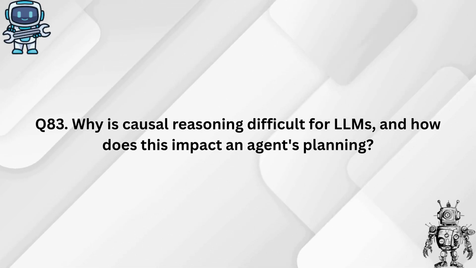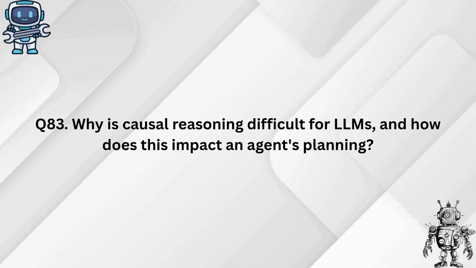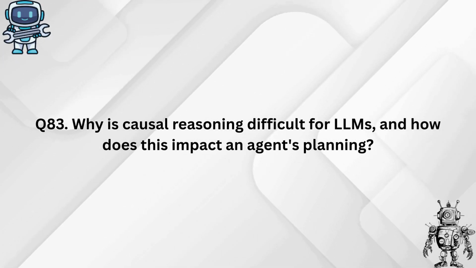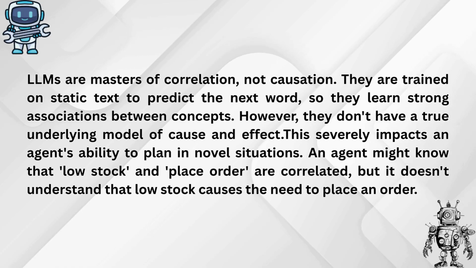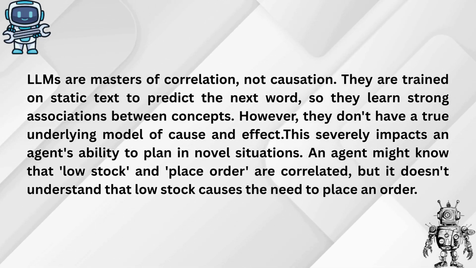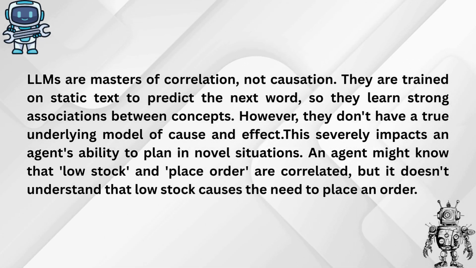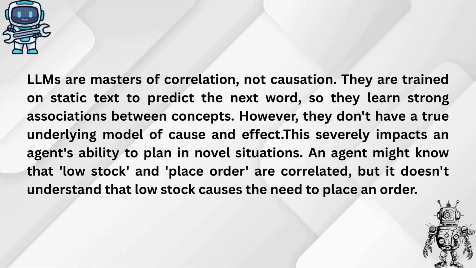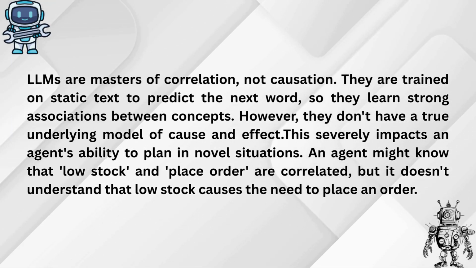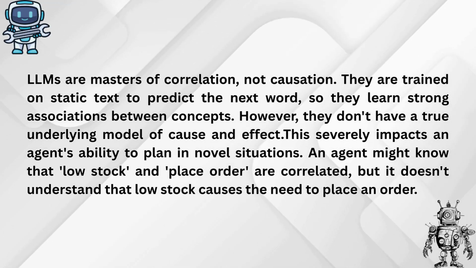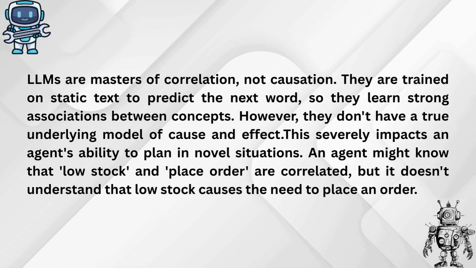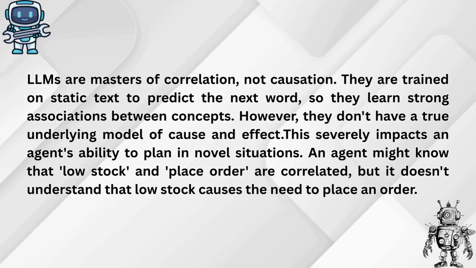Why is causal reasoning difficult for LLMs? And how does this impact an agent's planning? LLMs are masters of correlation, not causation. They are trained on static text to predict the next word, so they learn strong associations between concepts. However, they don't have a true underlying model of cause and effect. This severely impacts an agent's ability to plan in novel situations.